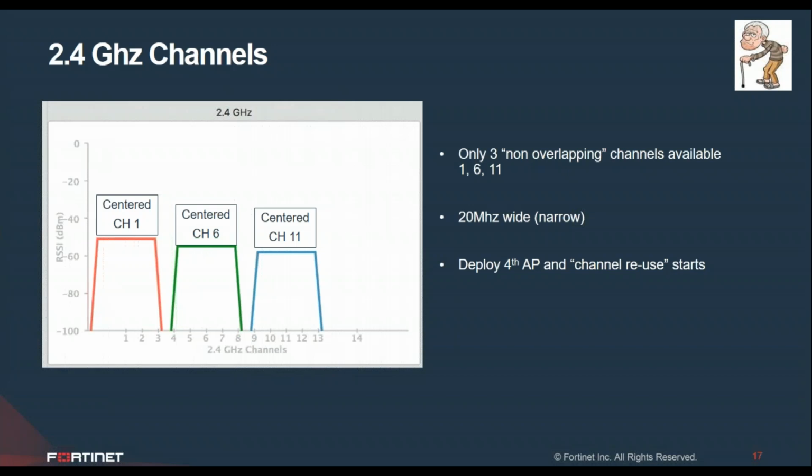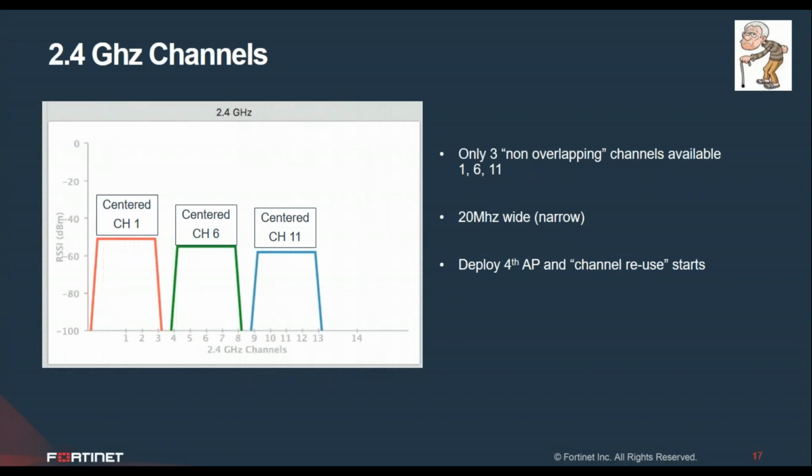In 2.4 gigahertz, we say that these channels are centered on channel 1, channel 6, and channel 11. As you see in the depiction here, if I have 3 access points, one using channel 1, one using channel 6, and one using channel 11, they can be operating in the same overlapping area without causing any interference with each other.